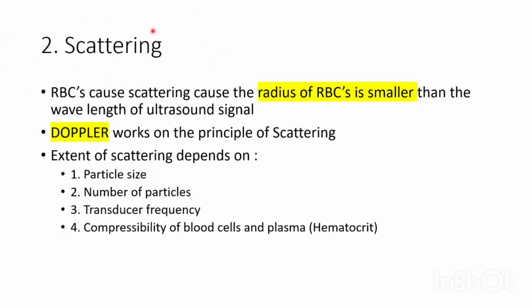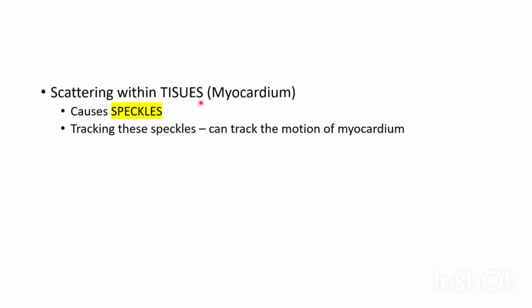With scattering only we use Doppler, as well as we use speckle tracking in tissues also. We use the scattering mechanism because the ultrasound will scatter within the tissues, and these will come out as small speckles, and we can track these speckles to track the motion of the myocardium.